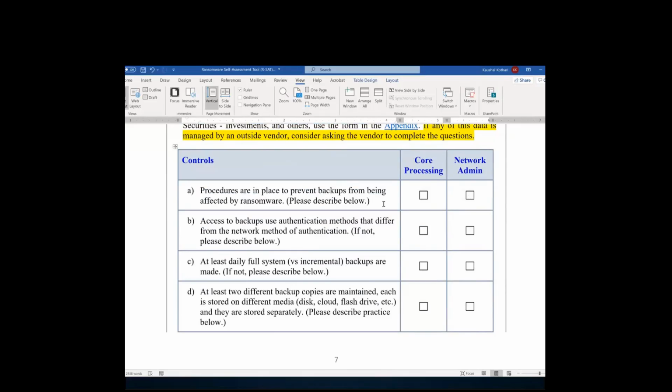So, are there procedures to prevent backups from being affected by ransomware and malware? So network and core processing. The other critical systems are discussed later on. Access to backup methods: use authentication methods that differ from network-based authentication methods. And so you definitely want this, there aren't really good compensating controls around this. And so all of your backups at a minimum should be using non-domain credentials, something that's different from an admin on the network.